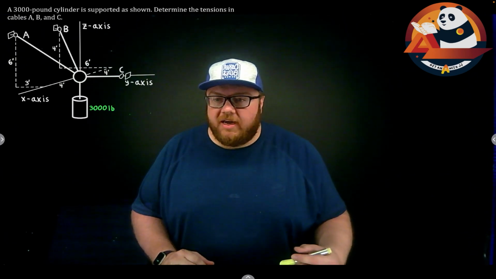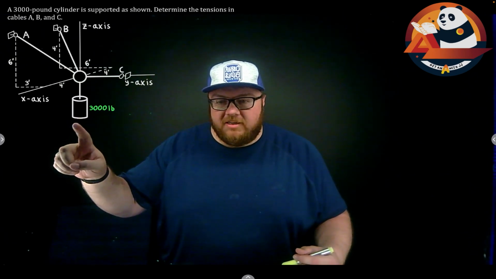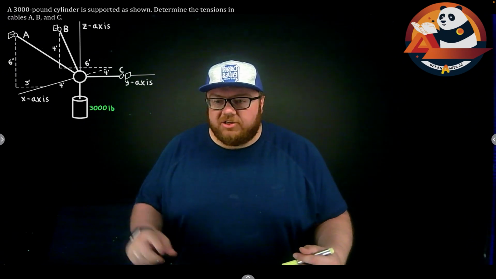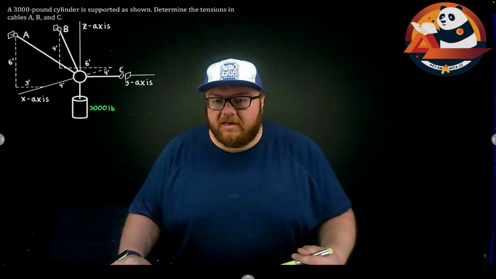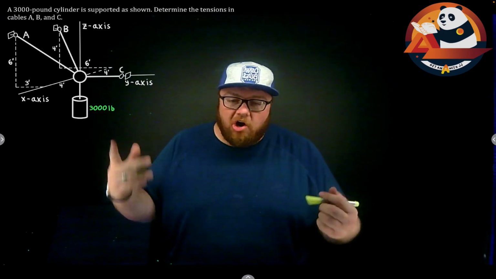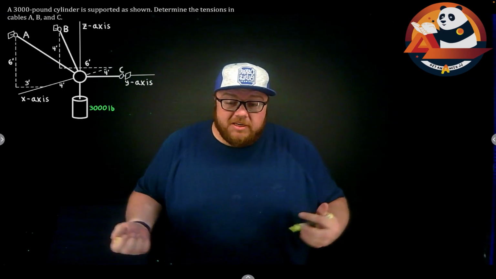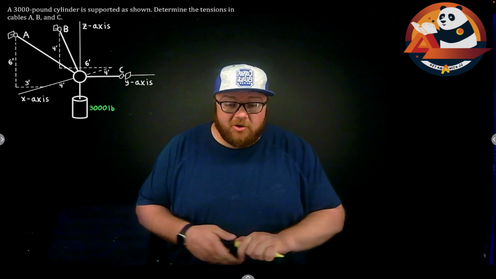In this one, we have a 3,000 pound cylinder supported as shown by cables A, B, and C. We're going to try to figure out the tension in all of those cables. We're just going to jump in and get going with that.